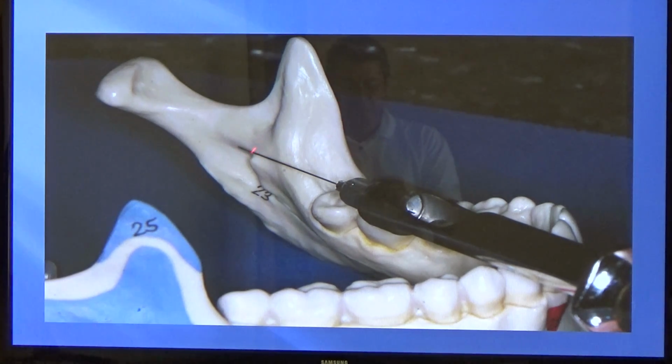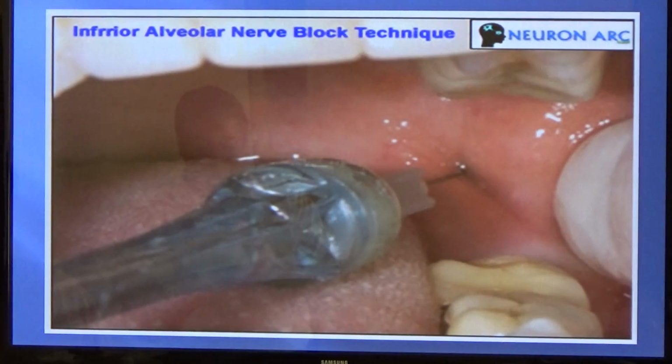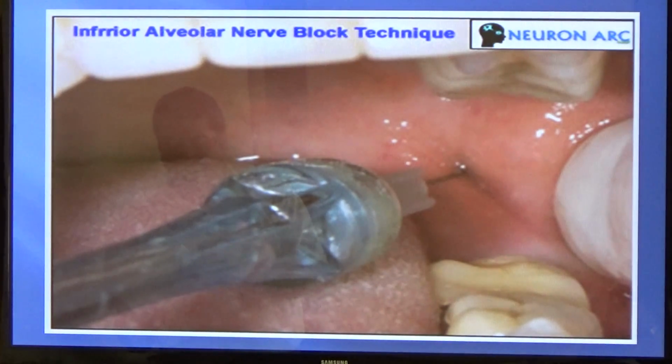If we block it right here, the whole left side is numb, from the wisdom tooth all the way to 24. And then you've got the lingual nerve running right around it, so your tongue is numb too. It looks something like that inside the mouth. So that's the inferior alveolar nerve block. Right where that needle is, that's where you would put the topical anesthetic.